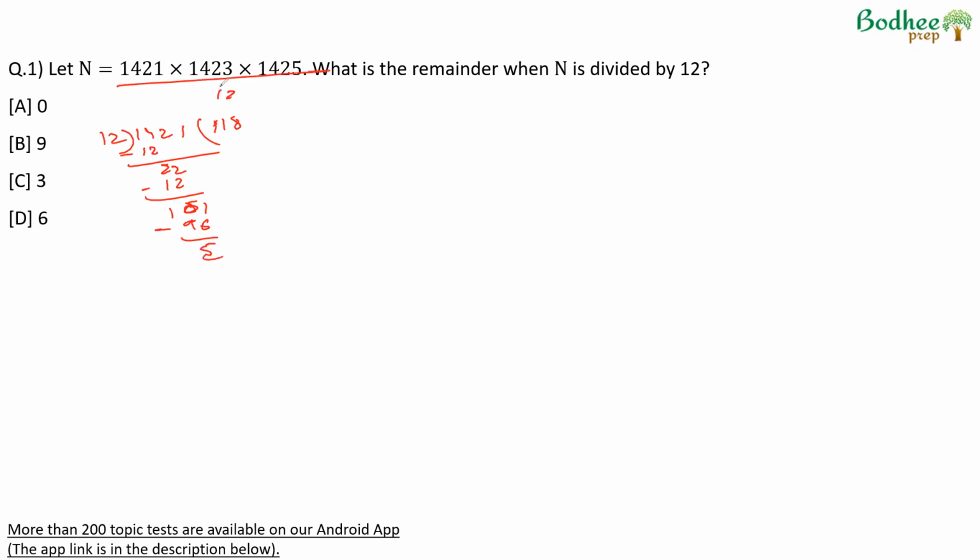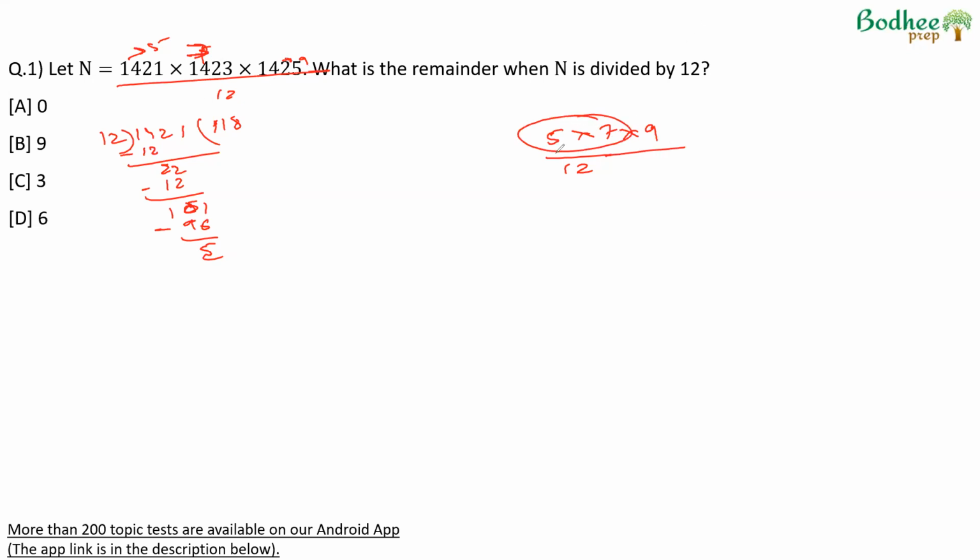So when we divide this by 12, the remainder here will be 5, the remainder here will be 5 plus 2, 7, and the remainder here will be 7 plus 2, 9. And therefore the net remainder will be 5 into 7 into 9. We wrote it wrong earlier. So this becomes 5 into 7 into 9: 1421 gives 5, 1423 gives 7, 1425 gives 9.